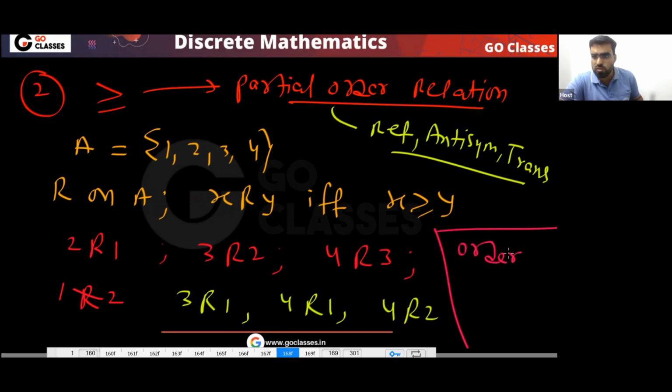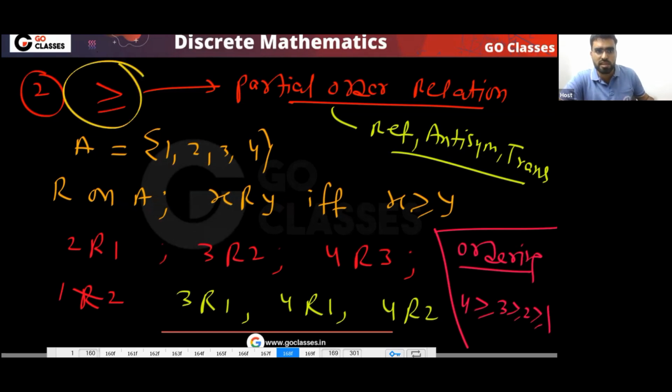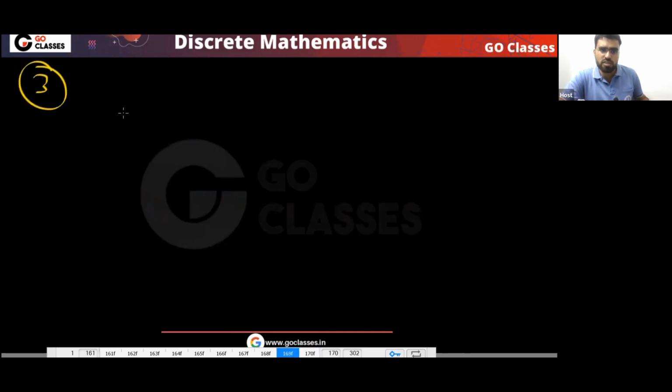What ordering did you get? Tell me. I can say 4 is greater than or equal to 3, greater than or equal to 2, greater than or equal to 1. So the relation is greater than or equal to. This is the relation, and this is also a partial order relation. Next, what is the next special relation?